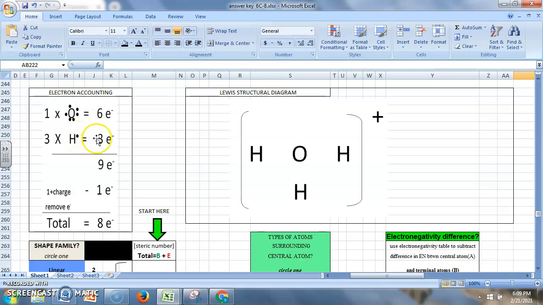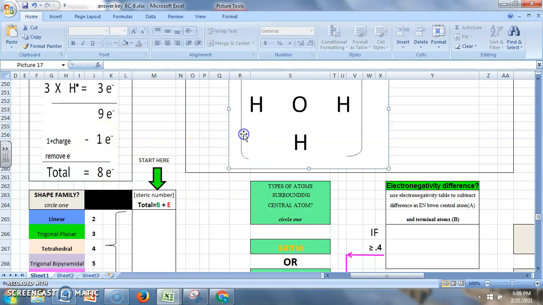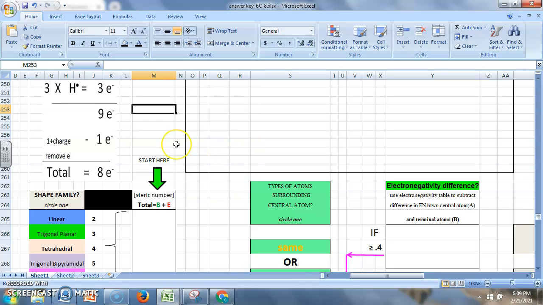They each have 1. That's 3. 6 plus 3 electrons is 9 electrons. It is positively charged, which means there's 1 fewer negative thing on there than we would expect. So we subtract off a negative thing. There should be 8 electrons to work with on this molecule.